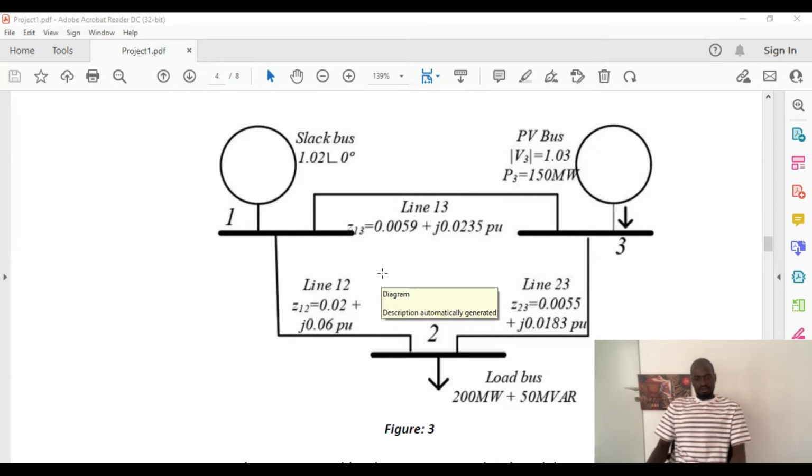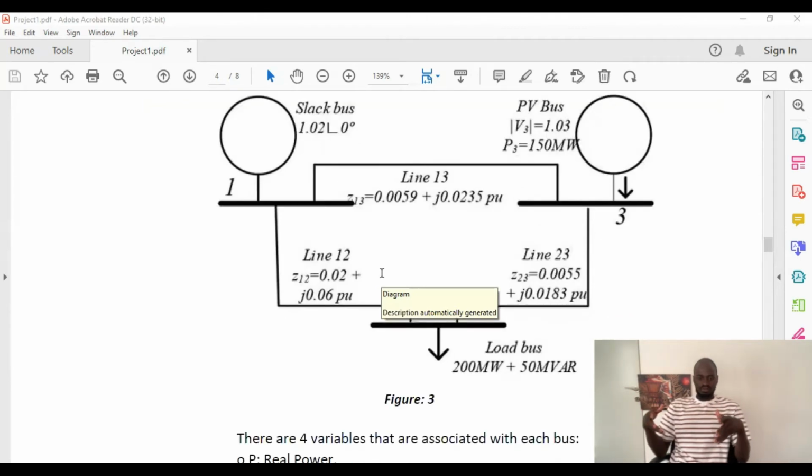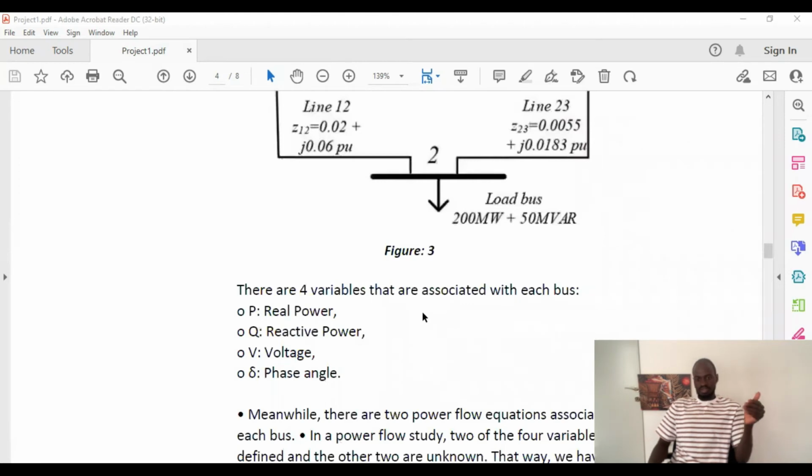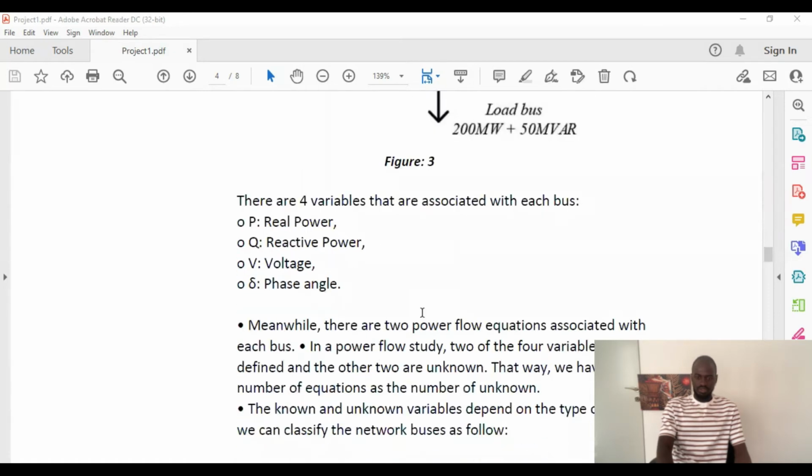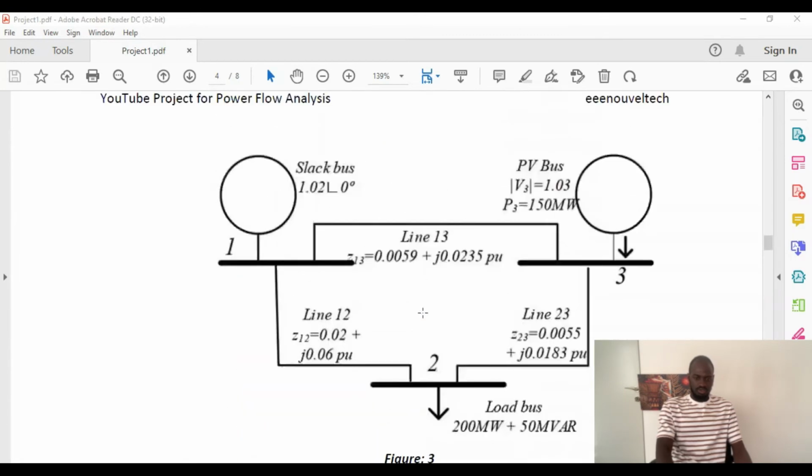Basically, you can see there are 4 variables associated with each bus. For example, P represents the real power or active power, Q represents the reactive power, the voltage magnitude is represented by V, and delta is the phase angle. Meanwhile, there are 2 power flow equations associated with each bus in this section. Let me just come back so you can see, for example, bus 2 and bus 3, and even bus number 1, which is also known as the slack bus.